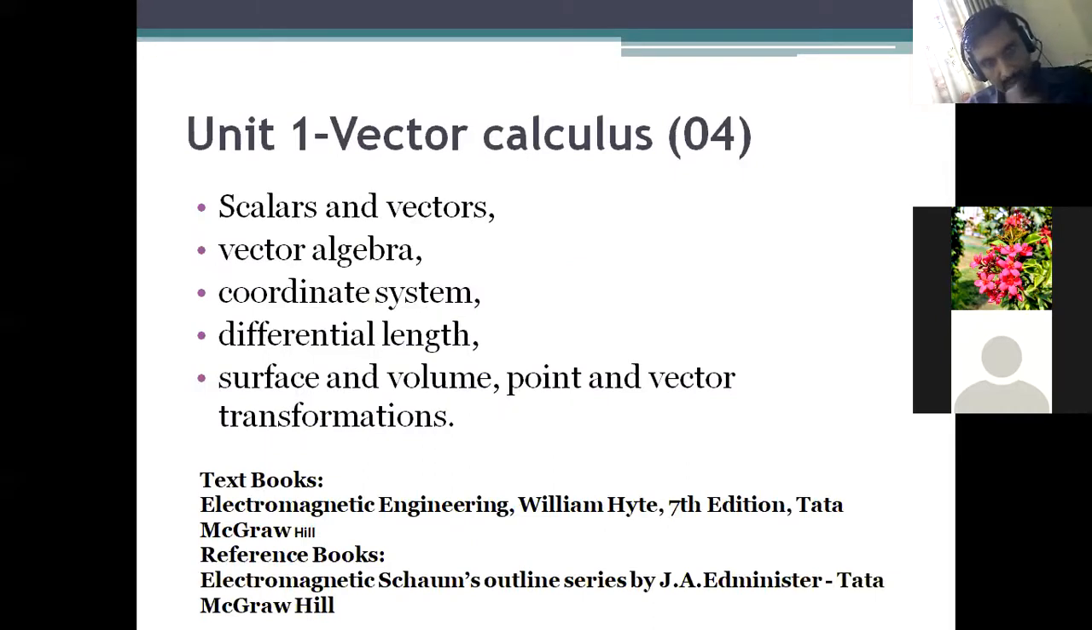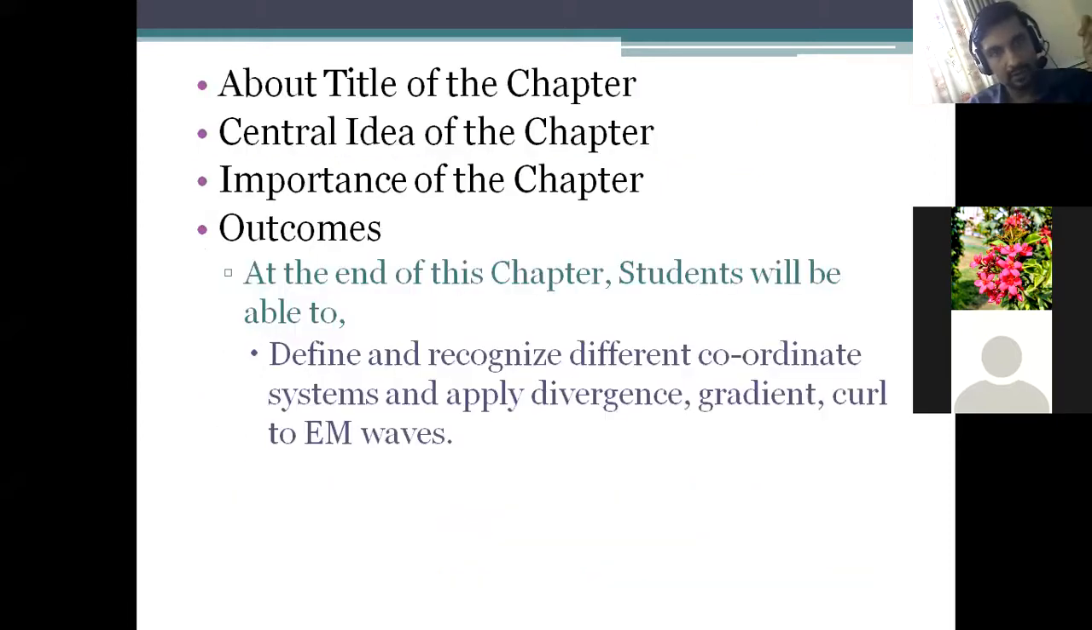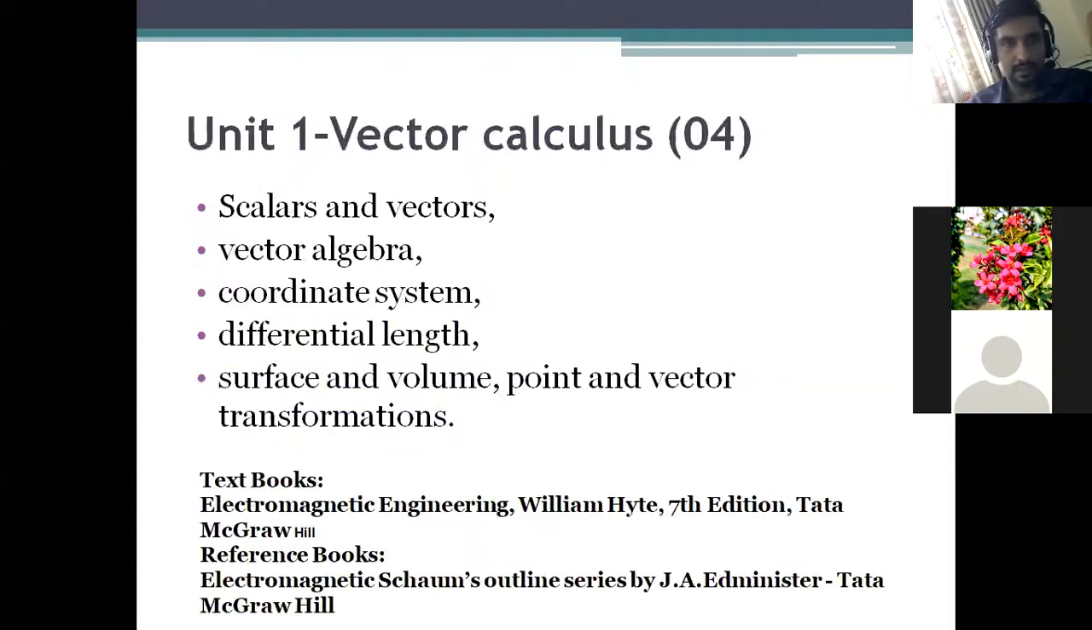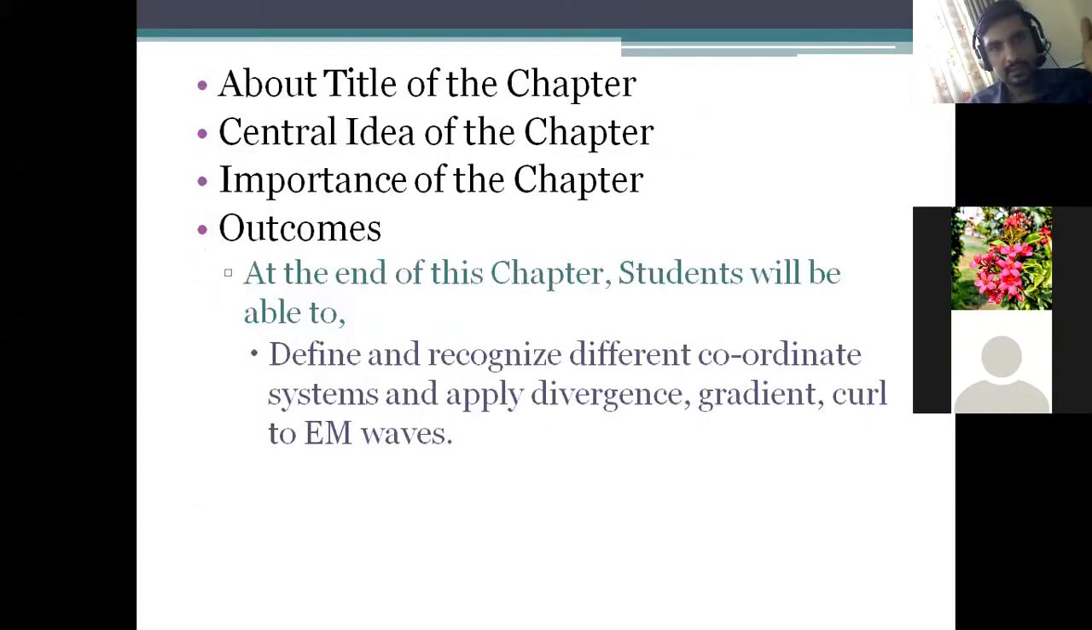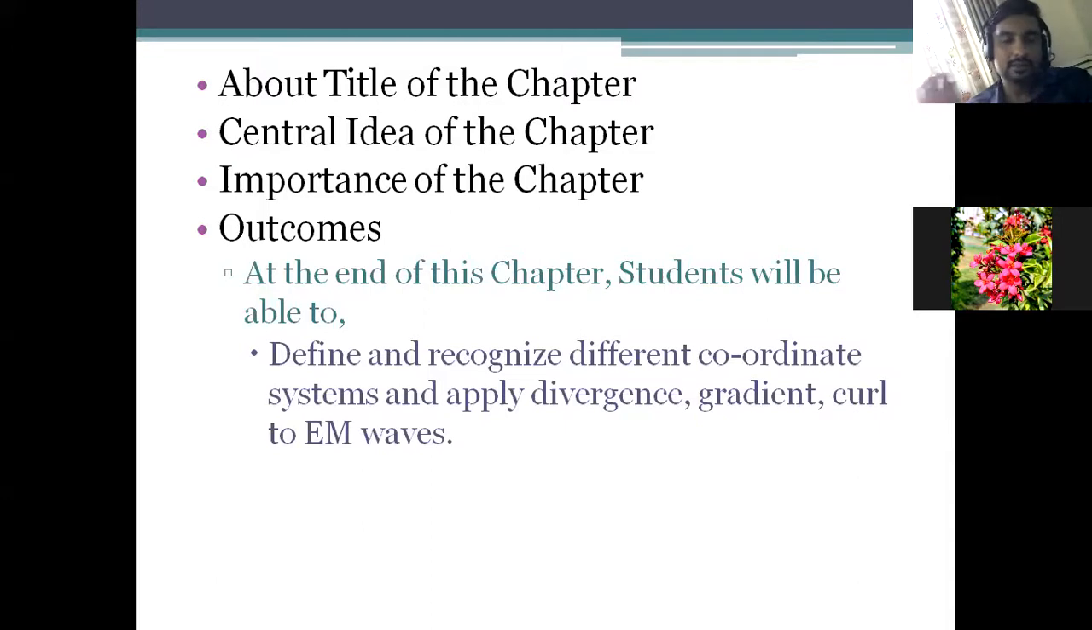Partially, I have already covered most of the things involved in this, about the title of the chapter. The title of the chapter is vector calculus. If we split this into two terms, vector means a kind of quantity which has magnitude and direction. And calculus means different relations, different operations between vector quantities. That is nothing but vector calculus. So this is about the title of the chapter.